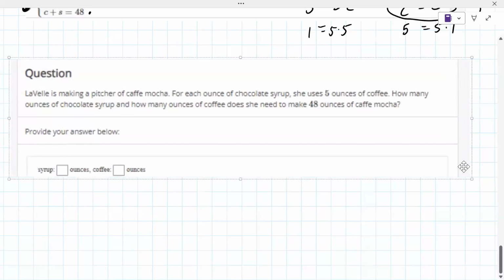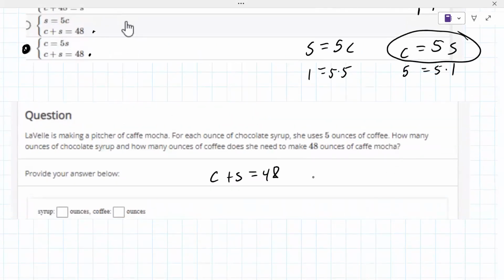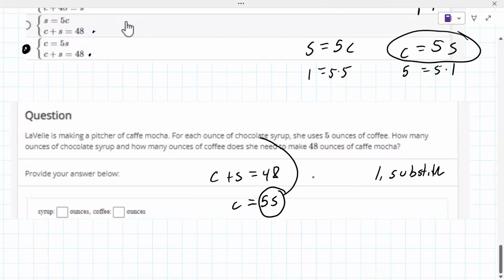All right. So we already know the equations. We know that C plus S equals 48. And then the second equation was that C equals 5S. The first type of solving systems that you learn after graphing is substitution. Did you guys talk about that at all in class? Yeah. All right, so you're going to take this 5S and put it in for C.